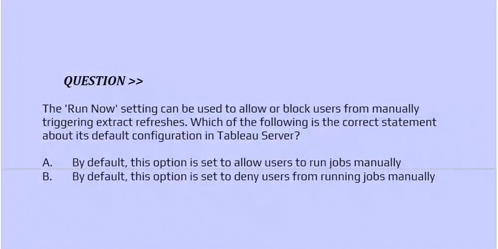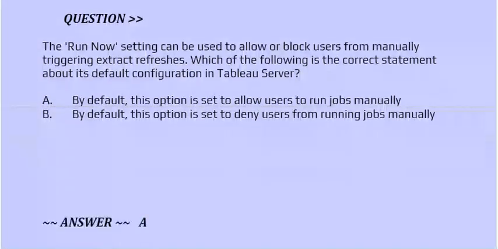Option A. By default, this option is set to allow users to run jobs manually. Option B. By default, this option is set to deny users from running jobs manually. Correct answer is option A.